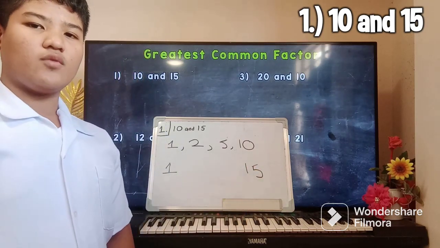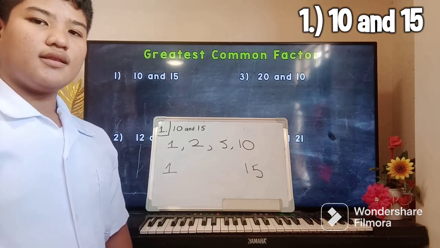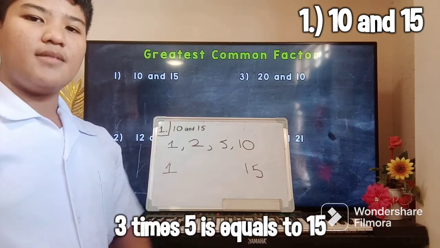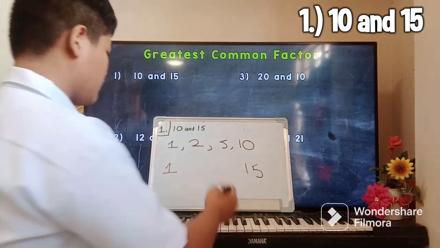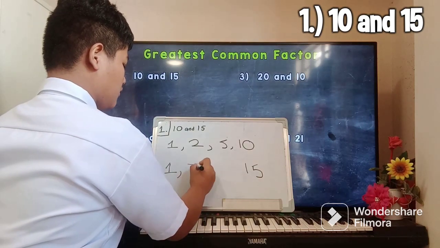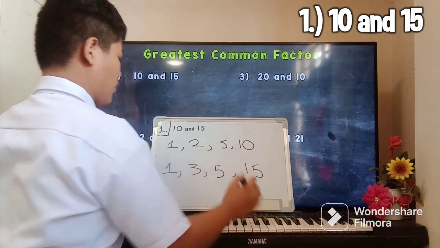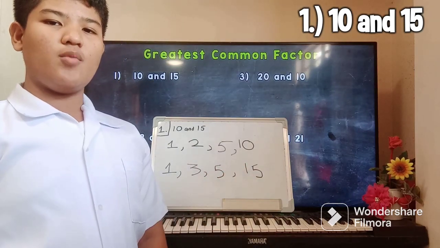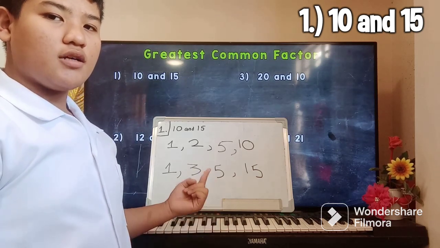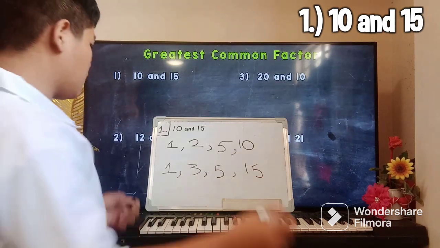What are the other numbers that we can multiply in 15? If your answer is 3 and 5, you are correct because 3 times 5 is equal to 15. So we will write 3 and 5, comma, 3, comma, 5, comma. To find the greatest common factor of 10 and 15, find all the numbers that you see that are the same.